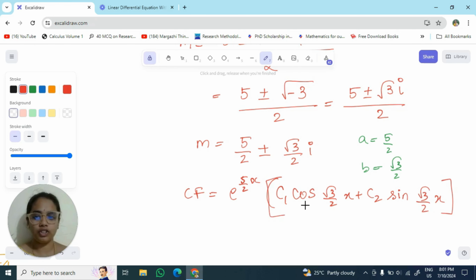Okay, even here the constants don't matter. You can also write C1 sin root 3 by 2 x plus C2 cos root 3 by 2 x. These are just constants. Okay.